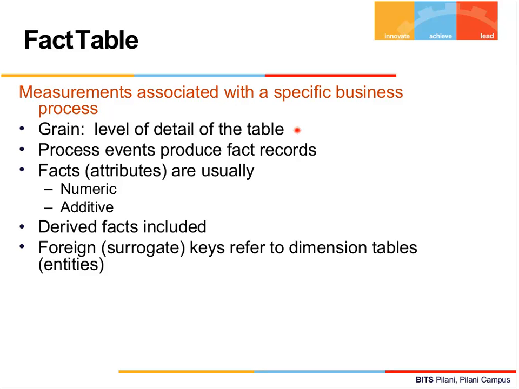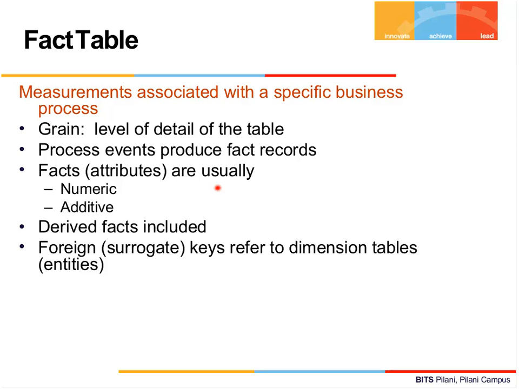Okay, so there is a way you can manage the request, but if you start at the lowest level based on the business that you're dealing with, then it's easy for you to manage future requests. So that's why I will say the grain of the fact table is always the lowest level possible. Okay, so the process event produces the fact table. Again, it's the business process event that is going to define what is going to go into the fact table.